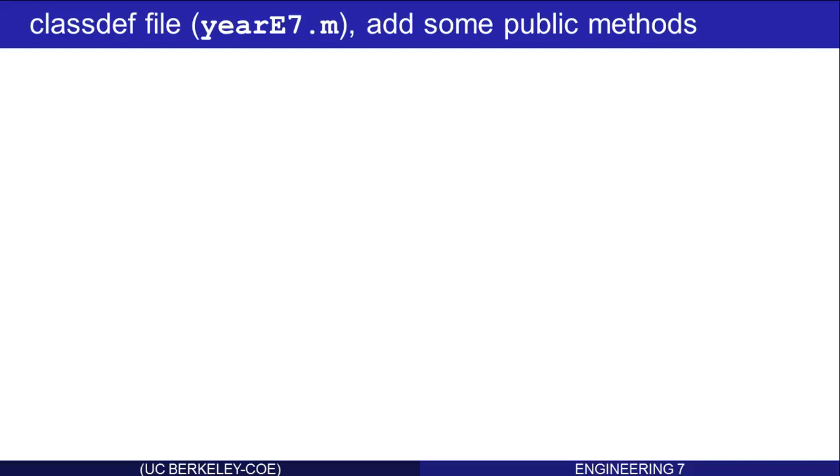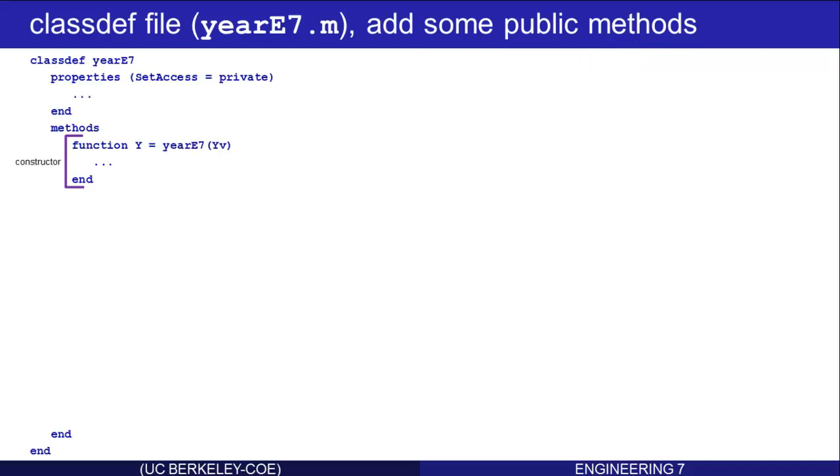Now let's make this class YearE7 more interesting by adding some public methods. Here I'm showing what we already accomplished on the previous slide. The properties block is there, and the methods block is there with the constructor function shortened to only 3 lines. All of the details from the previous slide should be thought of as between the function declaration line and the end. On this slide, we're going to add several interesting public methods.